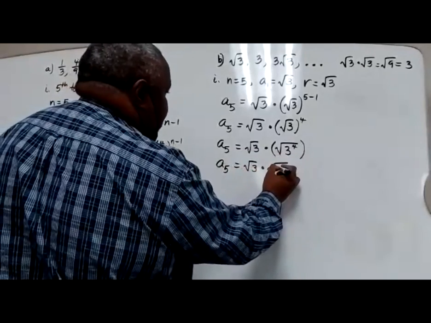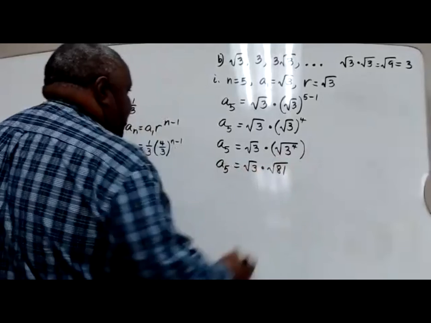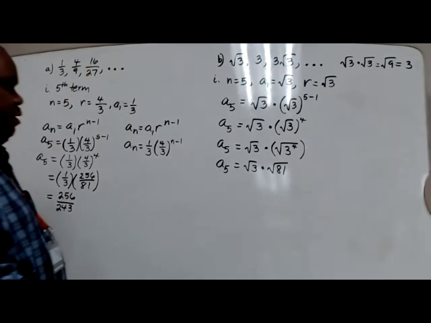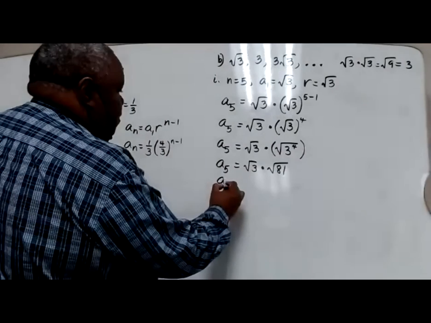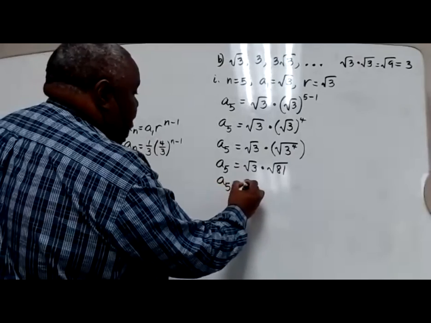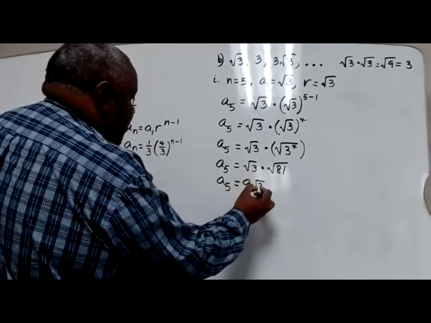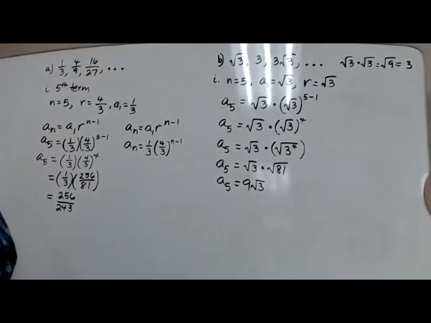Which is the square root of 81. Because 3 times 3 is 9, times 3 is 27, times 3 is 81. So I have the square root of 81. Now what is the square root of 81? 9. So I'm going to put the 9 in front of this square root of 3. And that would be the 5th term of this geometric sequence.